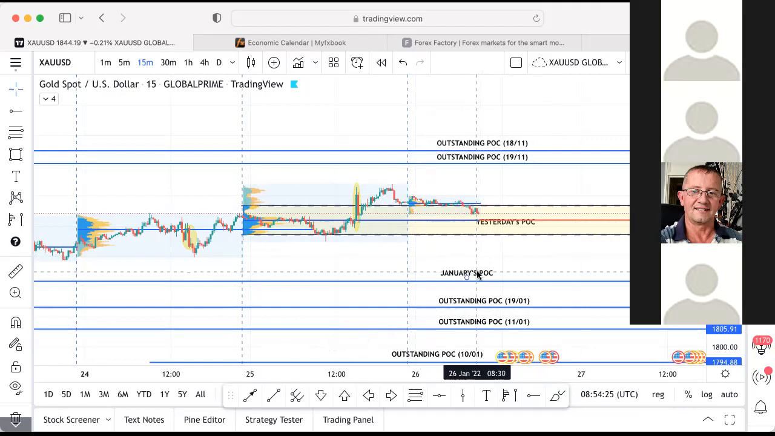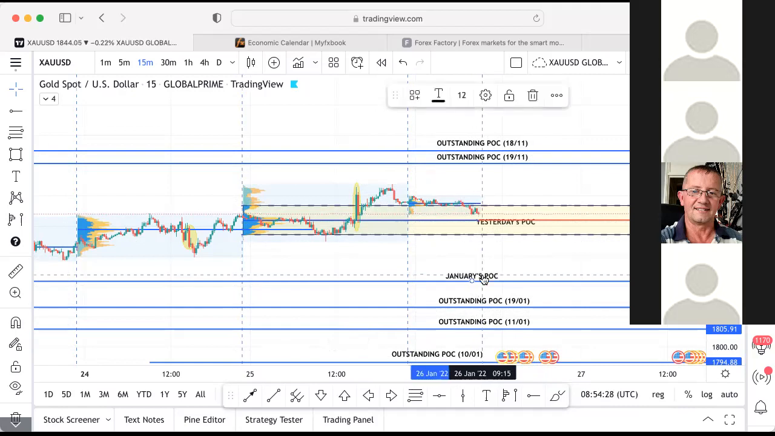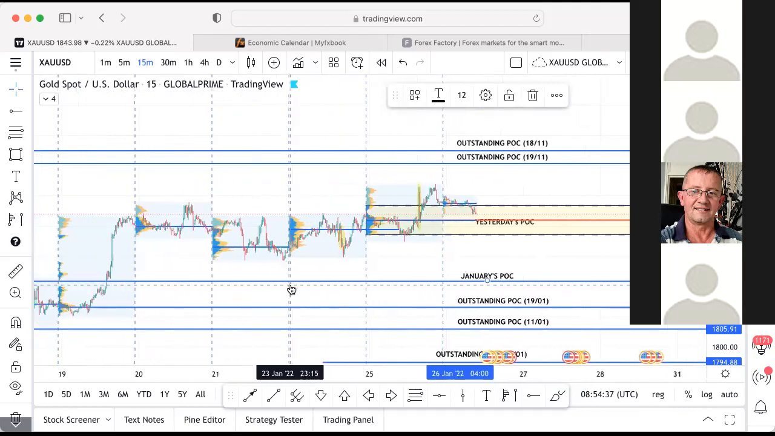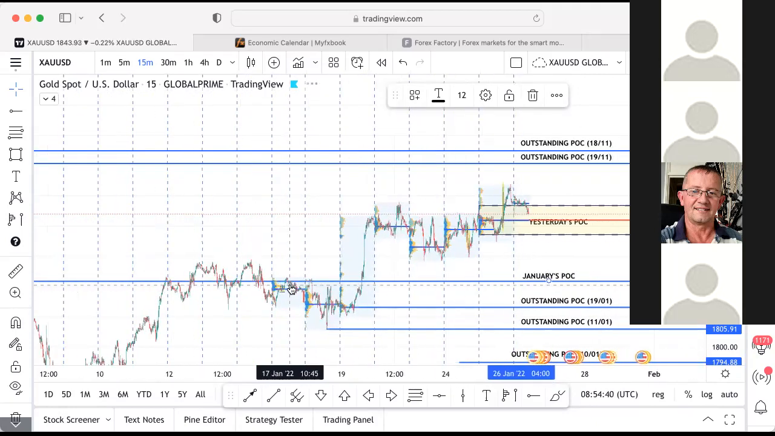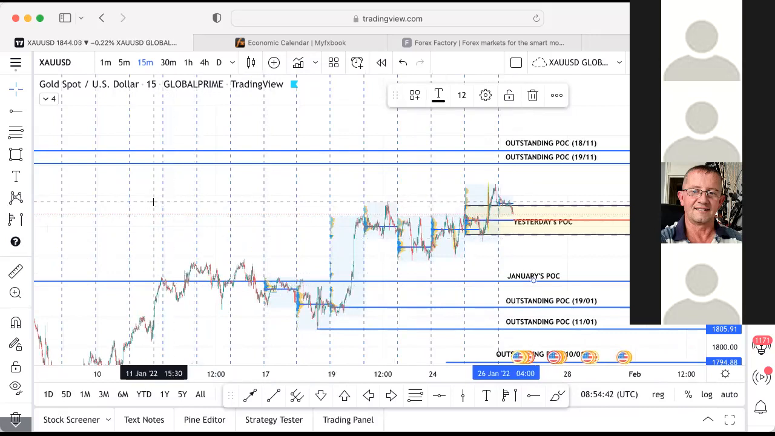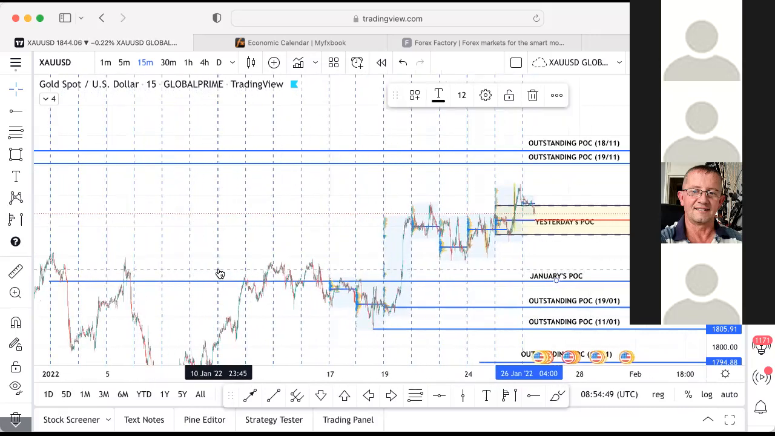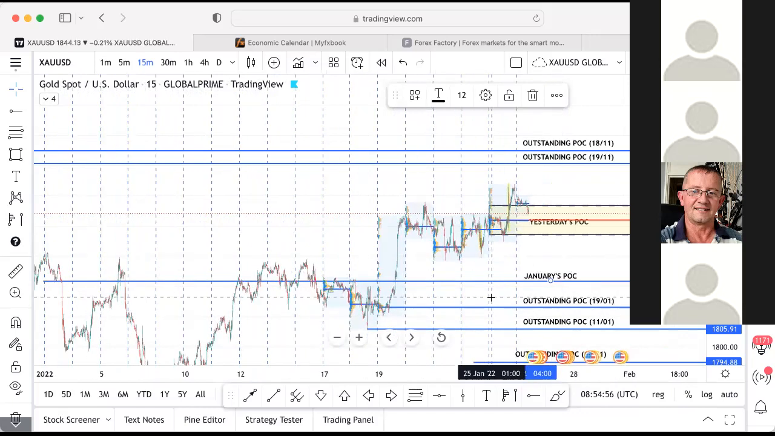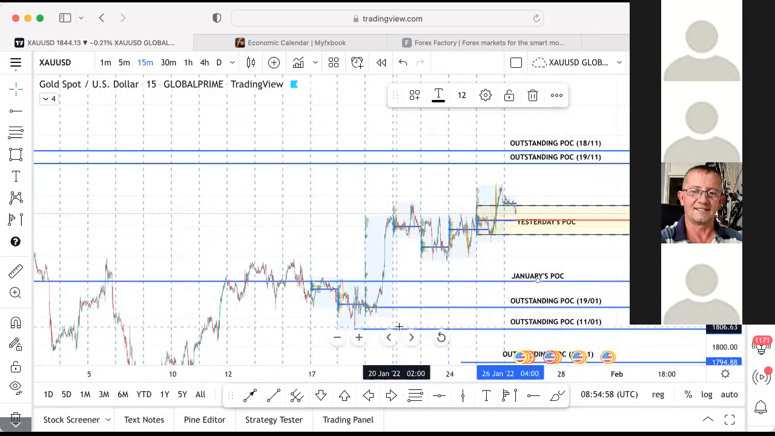Just as a matter of interest, there's also an area of interest, which is January's POC, which I've simply got by going back to the 1st of January and placing the volume profile from the 1st of January up until today and getting, there we go, it started there and it continued to there. In fact, I can do that now.